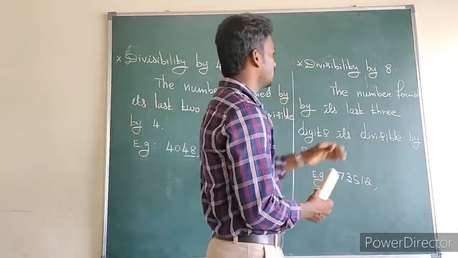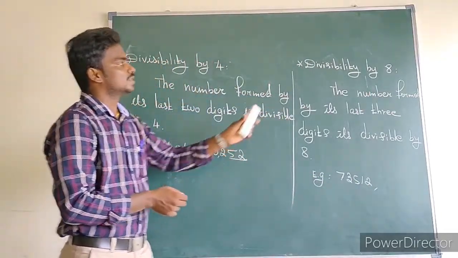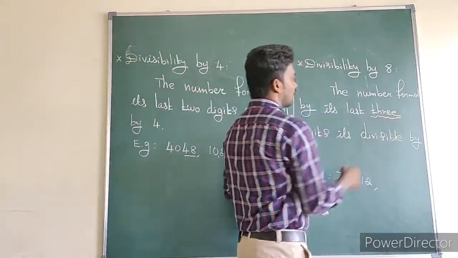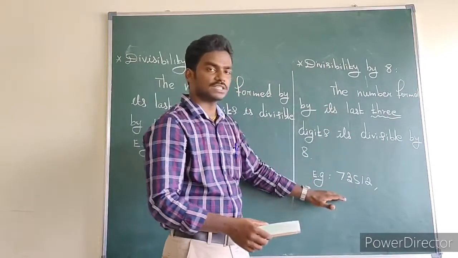What is the next one? Divisibility by 8. It is the same as for 4, so the number formed by its last 3 digits is divisible by 8. Then the whole number is divisible by 8.